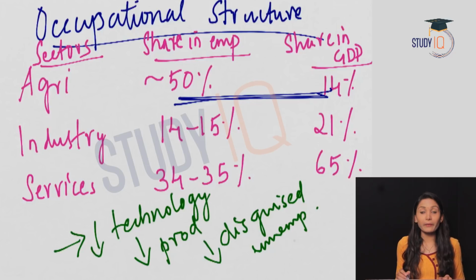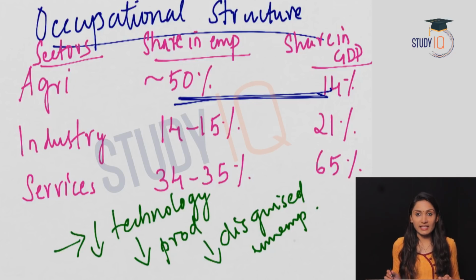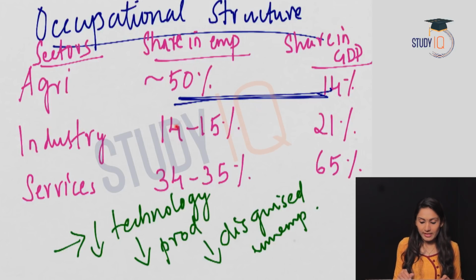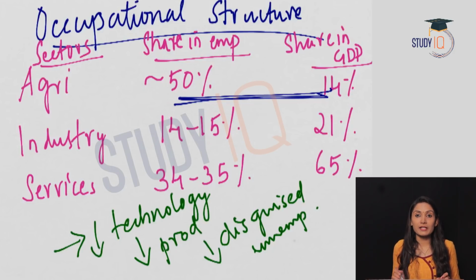But here the question is, is this mismatch desirable in an economy? That is the mismatch between the contribution to the GDP and share in employment. Not at all. This is not at all desirable in an economy. The government should take measures to rectify this mismatch. Coming to the industrial sector. Industrial sector contributes around 21% in GDP and provides employment for the 14 to 15% of the total workforce. There is no greater mismatch in industry.